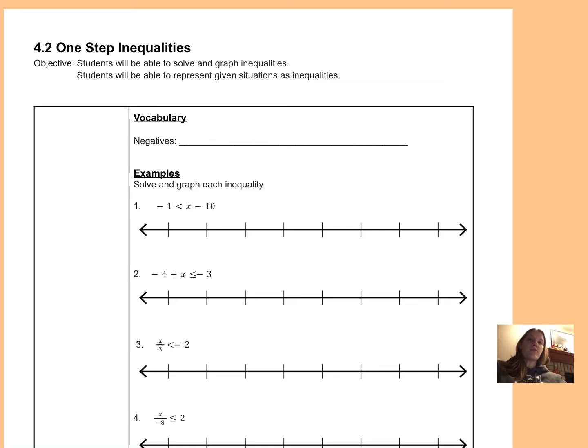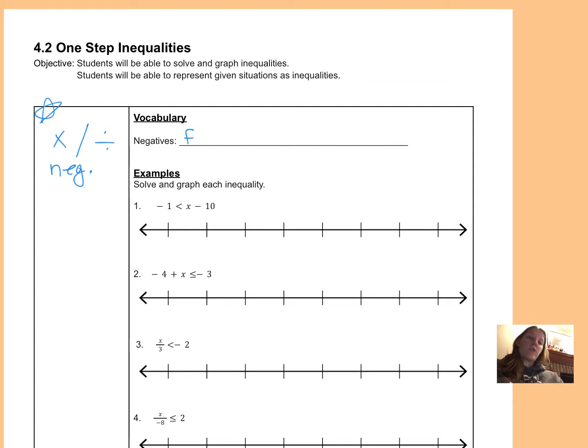For lesson 4.2, we're going to look at solving and graphing one-step inequalities. So the first one we're going to talk about is what happens with certain negative values. And this is something that happens if we multiply or if we divide by a negative. So it's very important to remember this. So make it somewhere that you're going to notice it and see it.